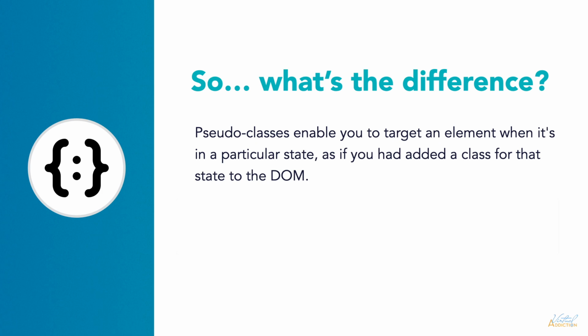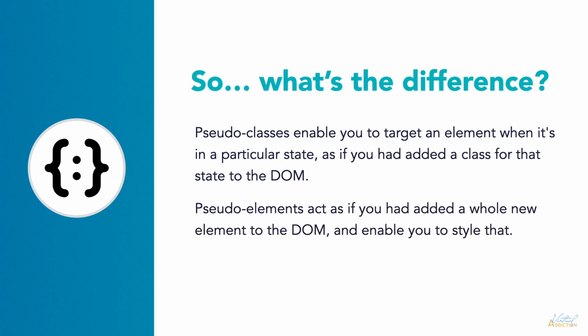Basically, a pseudo-class is a selector that assists in the selection of something that cannot be expressed by a simple selector. This would be something like hover or active. A pseudo-element, on the other hand, allows us to create items that do not normally exist in the document tree. An example of this would be something like after or before.